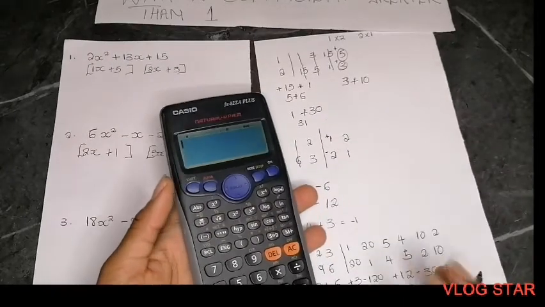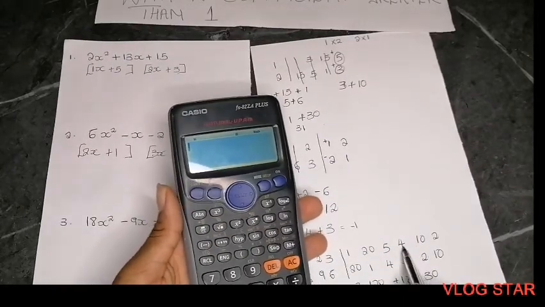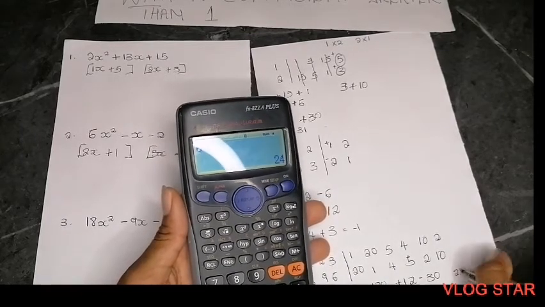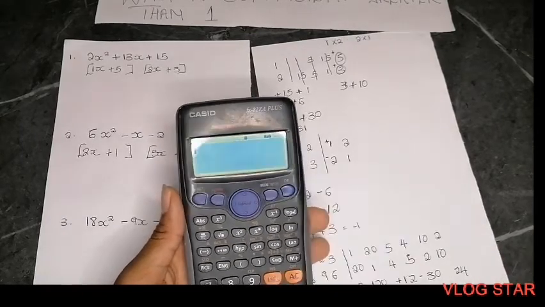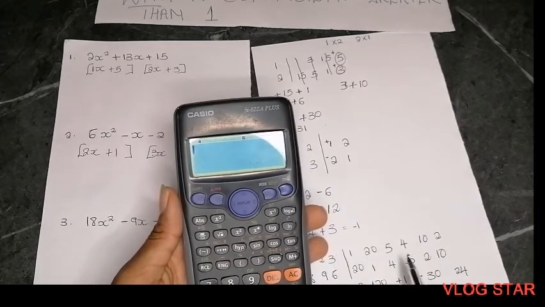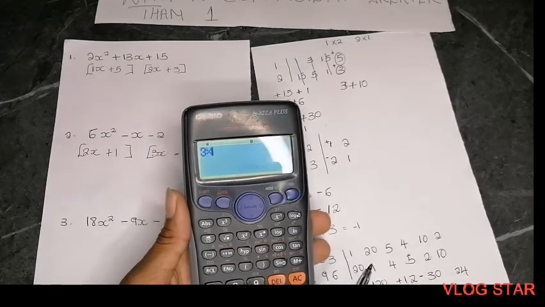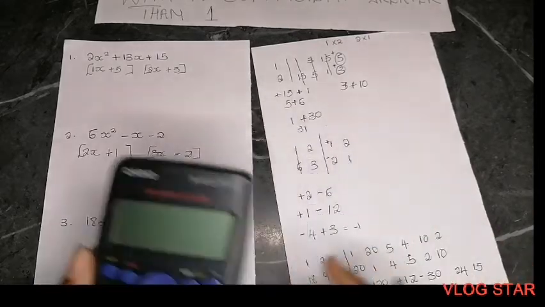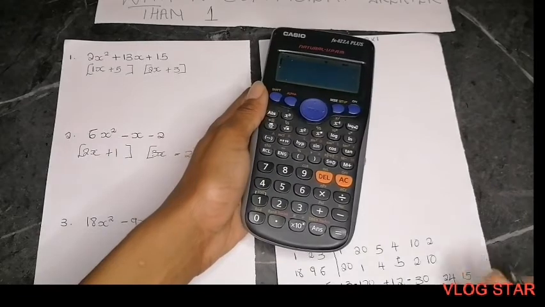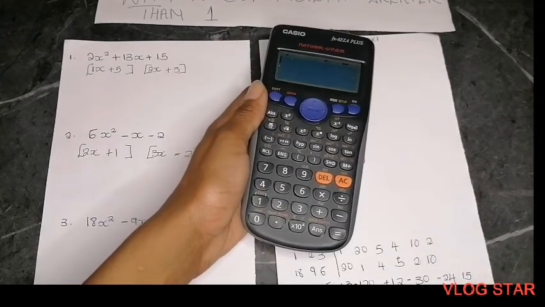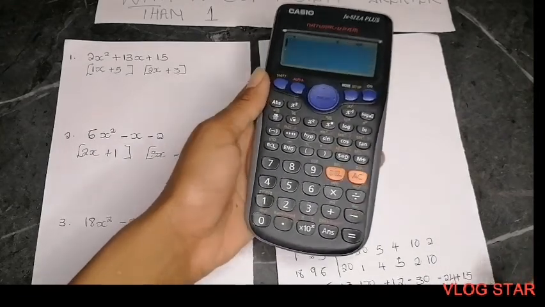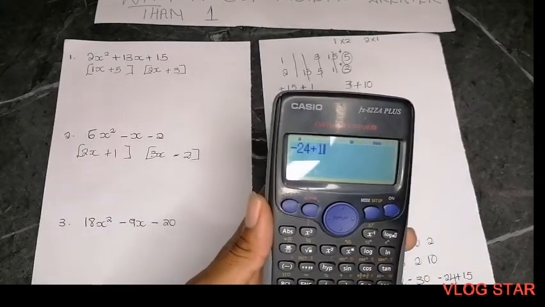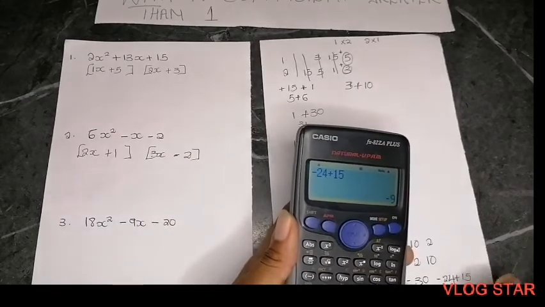So we move on. 6 times 4 is 24. And then 3 times 5 is 15. Which is the bigger number? The bigger number is 24. 24 will take a negative sign. 15 will take a positive sign. So negative 24 plus 15 is negative 9.